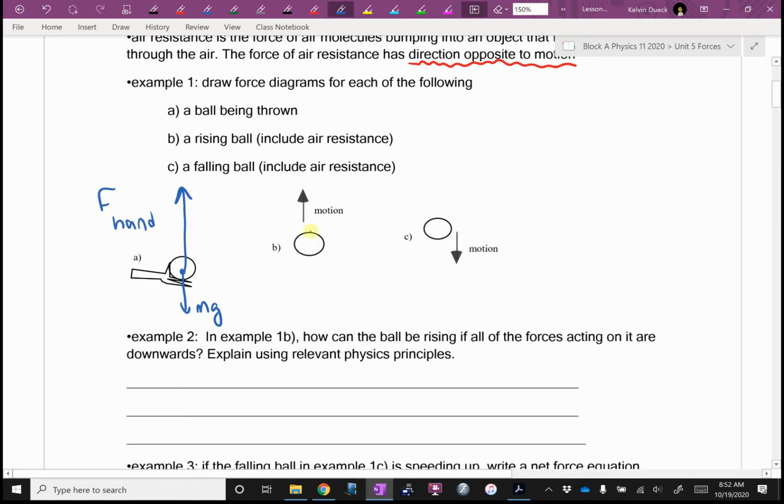B, while it's in the air. On the way up, what are the forces acting on it? Get the obvious one. What else? Well, in B, in the brackets, it says include air resistance. Okay. Which way would air resistance be pointing? It's a little awkward to draw it on the same arrow, so I'll put it right beside, and I'll call it F air.